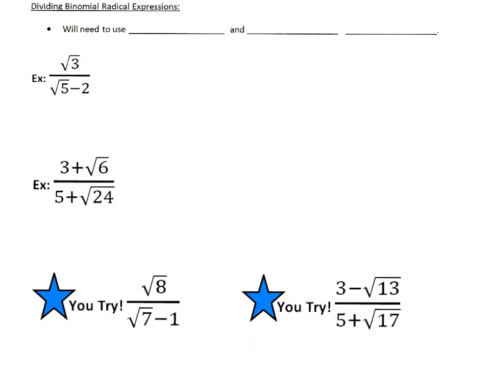All right, in these last couple examples, we're going to look at dividing binomial radical expressions. So in these 2 cases, we'll need to use conjugates, and therefore we'll need to use double distribution.